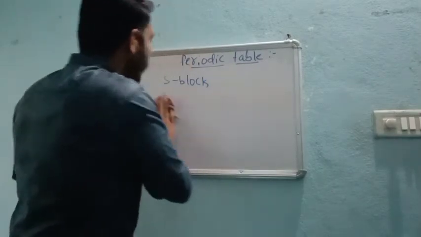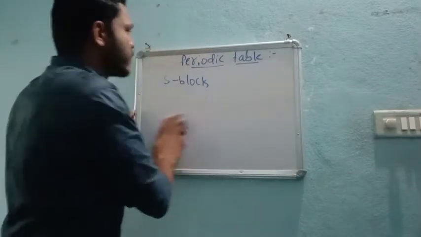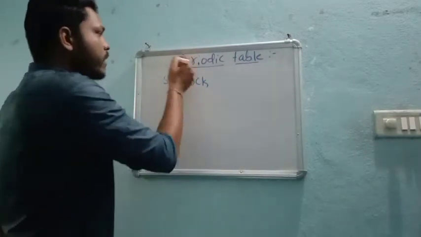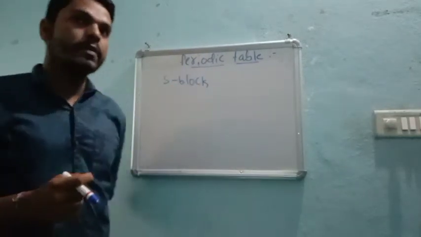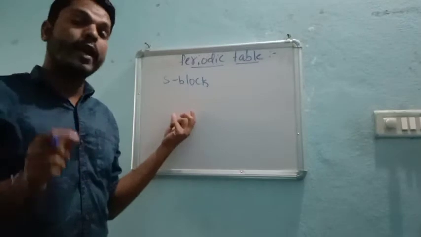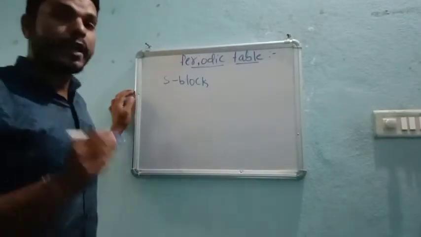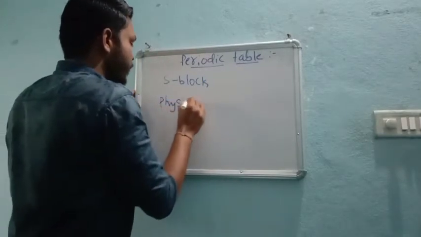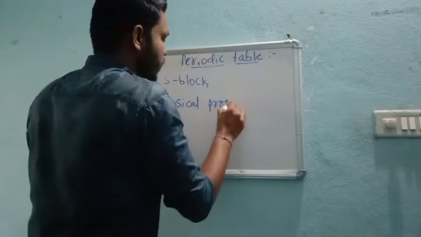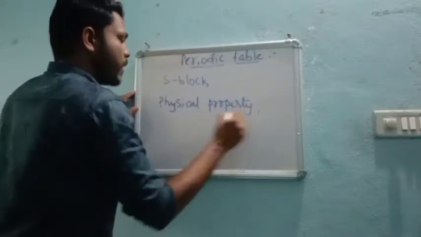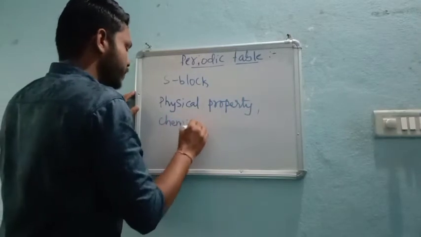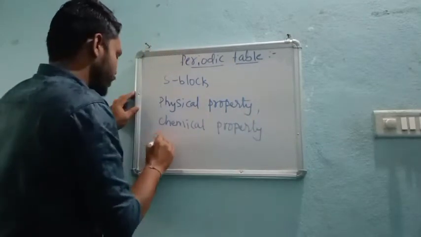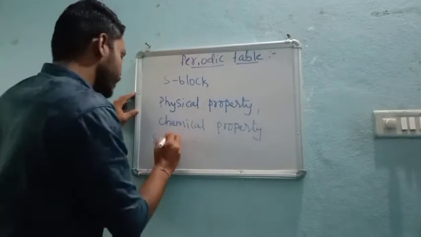First we will see what is an S block element. Before going to S block, I will define how the elements are arranged in the periodic table. So in the periodic table, the elements are arranged based on their physical property, chemical property, and very importantly, based on their electronic configuration.